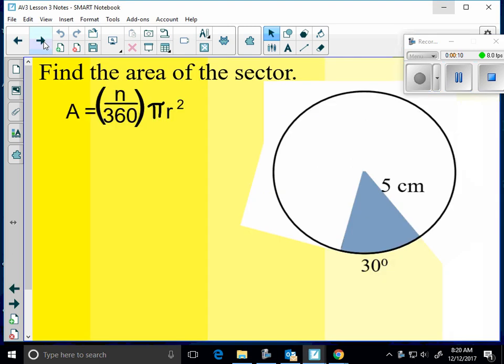Let's talk about it. Okay, so here is a sector, the shaded region. It's a gray space. It's a fraction of the circle, right? It's a fraction of it. Now, what fraction of the circle is it? That's the question. Well, 30 degrees is what fraction of 360?